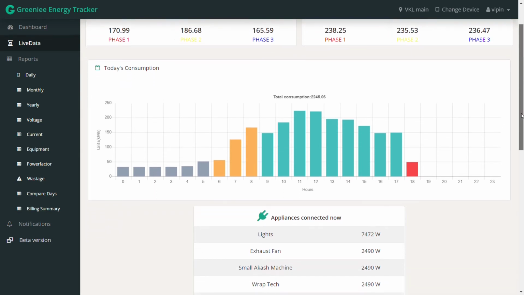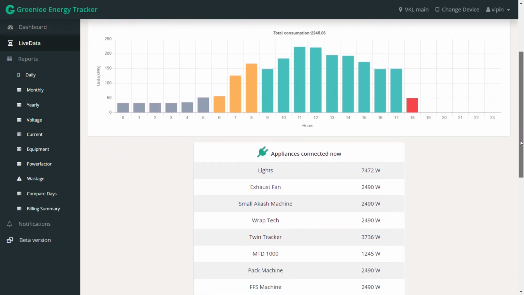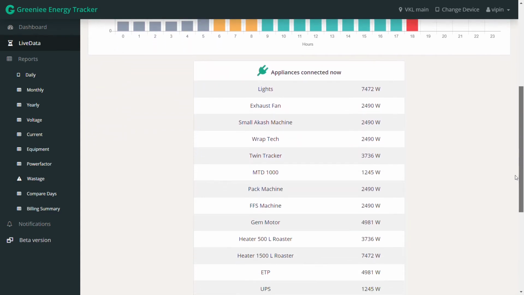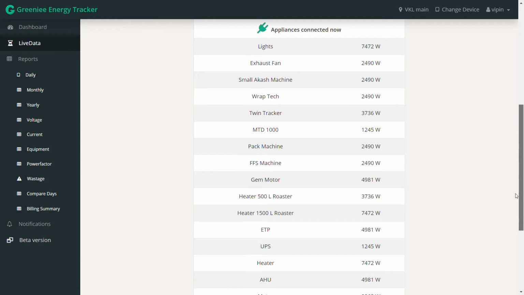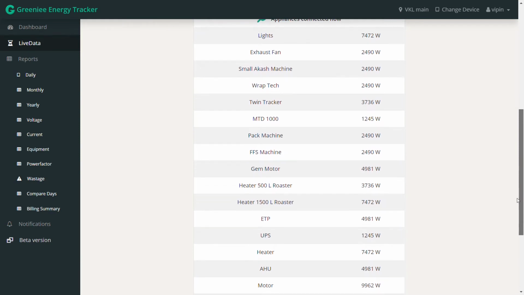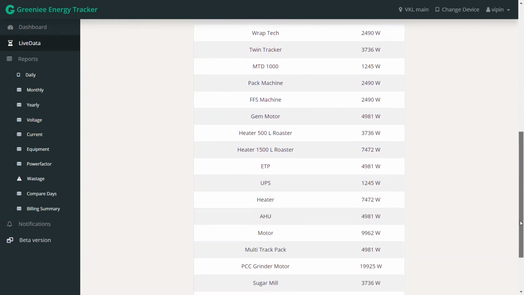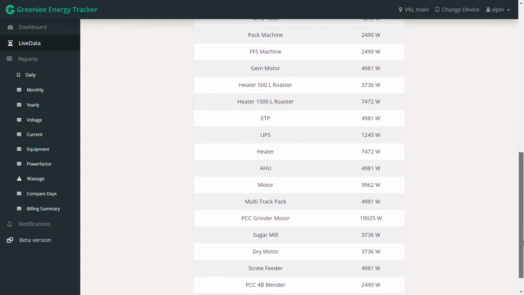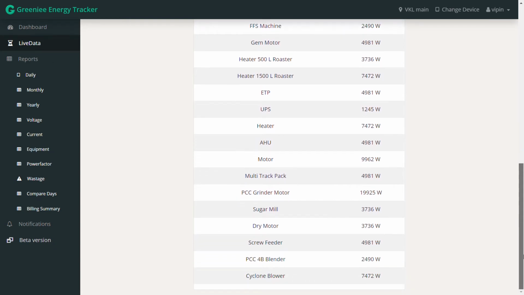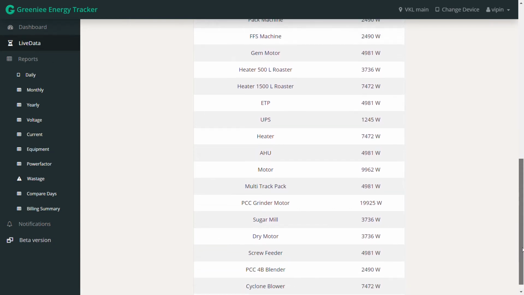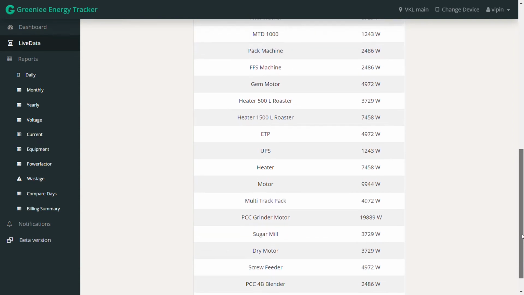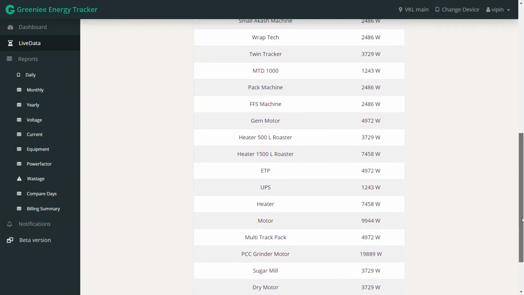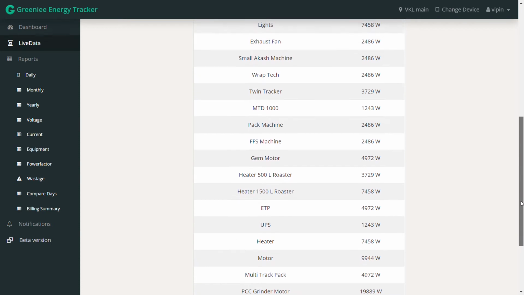And further below, you get to see the equipment that is working at this point in time and the load contribution or the consumption of each of these. Now this is the data captured by a single hardware. That's an important aspect. You do not need any additional sensors to be installed at individual equipment level. That's the uniqueness of our solution.